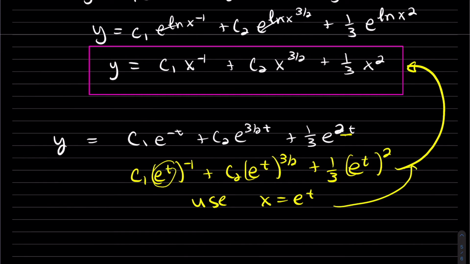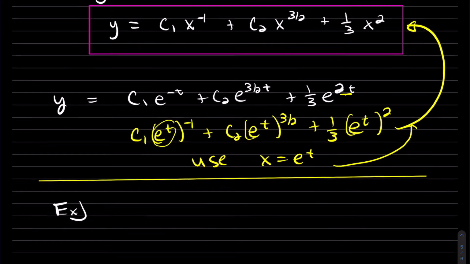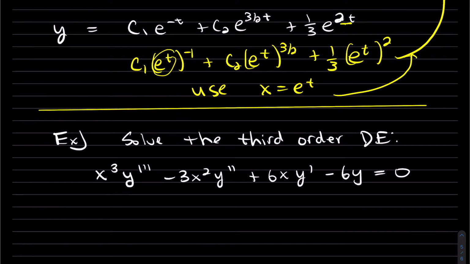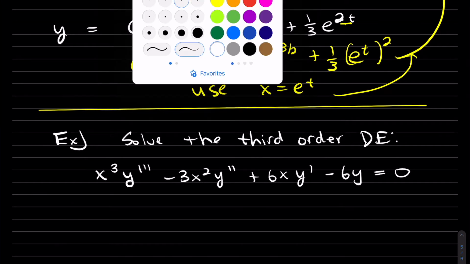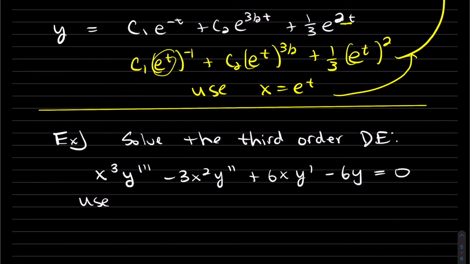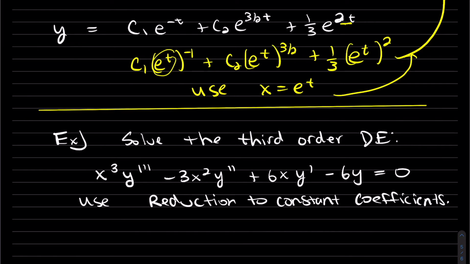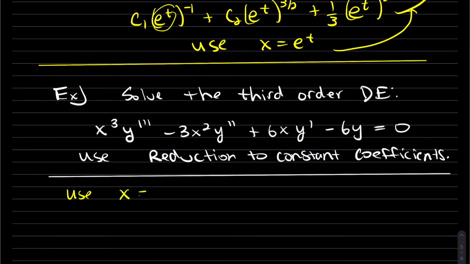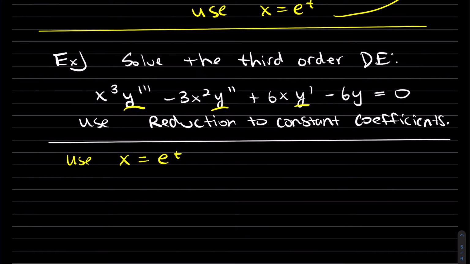Okay, ready for another example? Third order. So I opted just to do a homogeneous one here. And we are going to use reduction to constant coefficient. But clearly we'll have to find the third derivative in order to plug in. And before we can plug in all the x's for e to the t, we need to be able to find those 3.